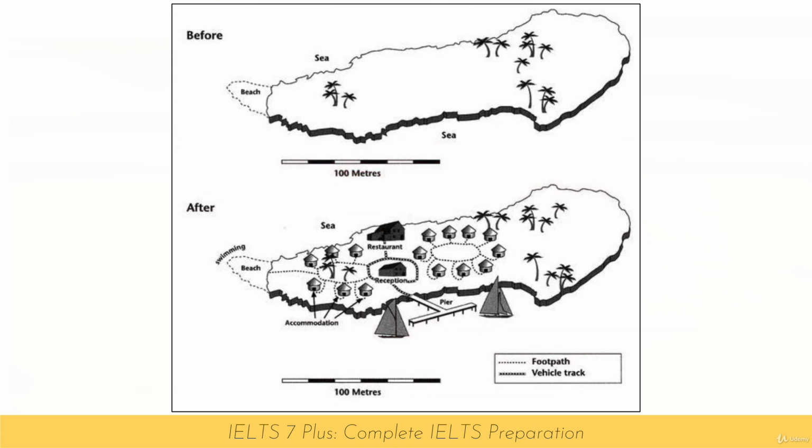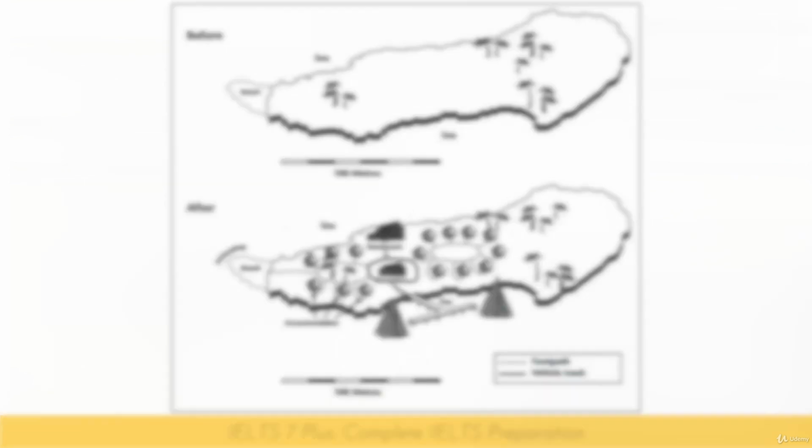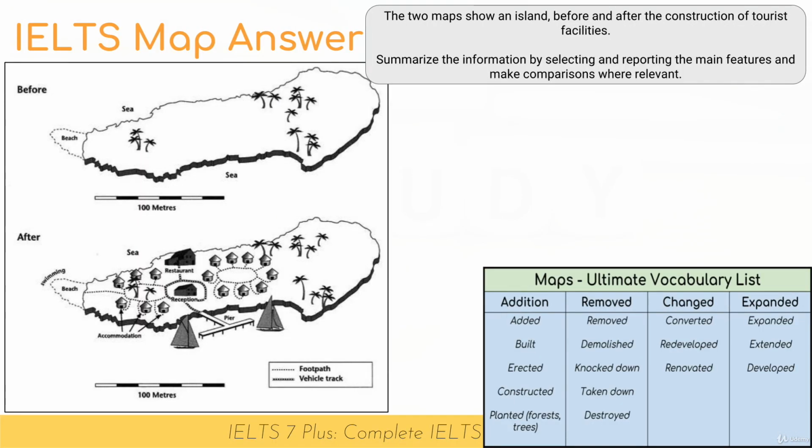With any map or process question, it's important that you look for a key, as this provides you with more information about what you can see. Let's read through the question. The 2 maps show an island before and after the construction of tourist facilities. Summarize the information by selecting and reporting the main features and make comparisons where relevant.